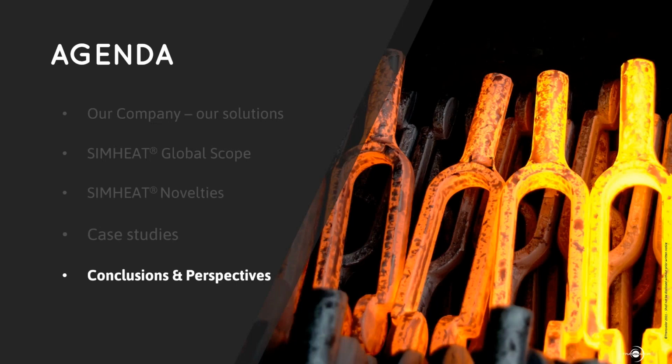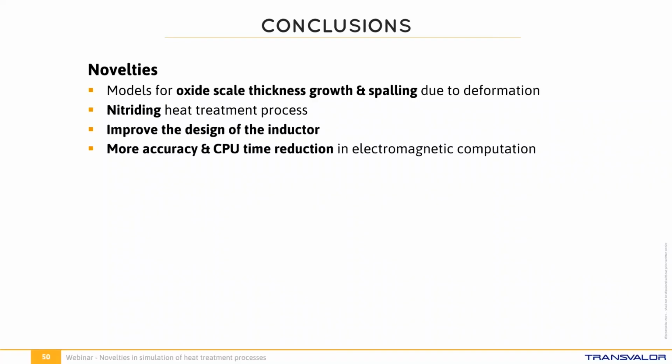Now we'll go to the conclusions. At TRANSVALOR, our aim is to simulate reality as accurately as possible. As we have seen, we have now taken into account the oxide scale and the inductor deformation to provide you more accurate solutions. Today, you can optimize your induction heat treatment process with key features, such as anisotropic meshing to reduce your computation time. You can improve the design of the inductor by mastering its deformation. Thanks to the recent improvements related to electromagnetic computation, your result will be more accurate and the CPU time will be reduced.